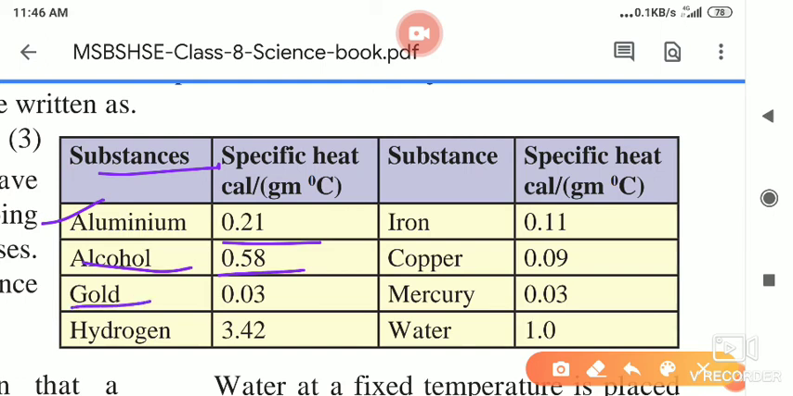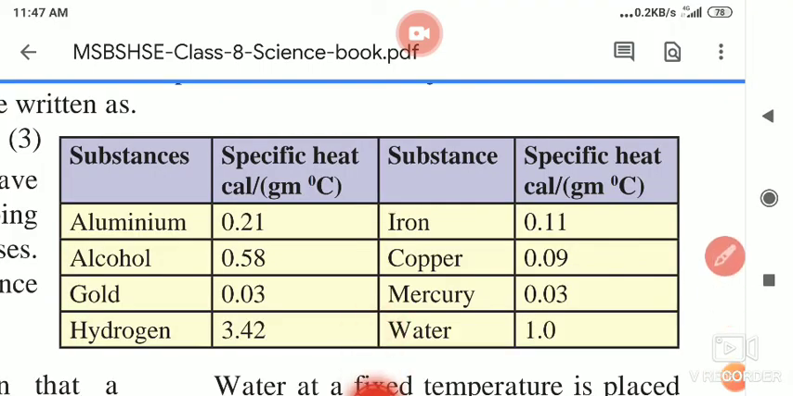Next substance is gold, and its specific heat is 0.03. The specific heat of hydrogen is 3.42. The next one is iron, and the specific heat of iron is 0.11. Copper, the specific heat is 0.09. The specific heat of mercury is 0.03, and the specific heat of water is 1. 1.0 means only 1. So these are the specific heats of some of the substances.